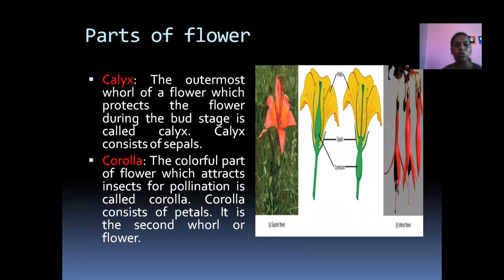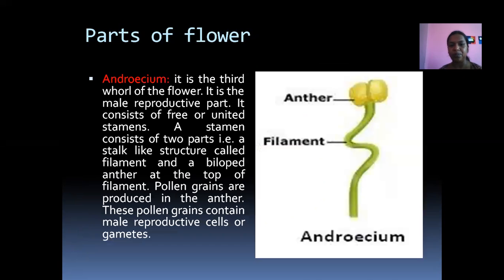Okay. After that, the corolla. The colorful part of a flower, which attracts the insects for pollination, is called the corolla. Corolla consists of petals. It is the second whorl of the flower. You can see the colorful part of the flower, just like the yellow color, the orange color, the pink color, the red color of different flowers. Is it or not? It is known as the corolla. Corolla is the most attractive part of the flower. It attracts the insects for pollination. The corolla helps in pollination.